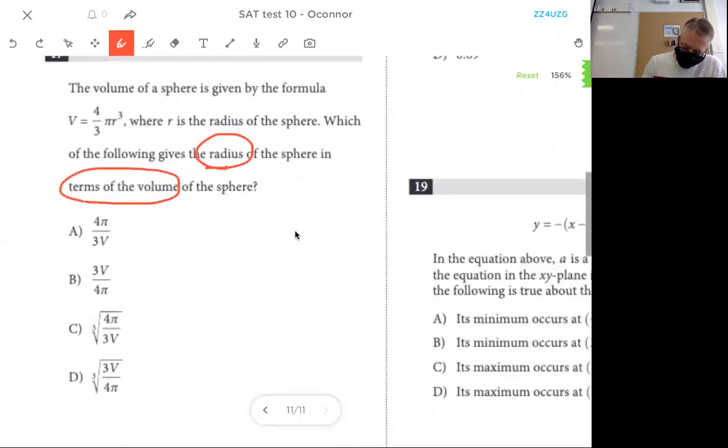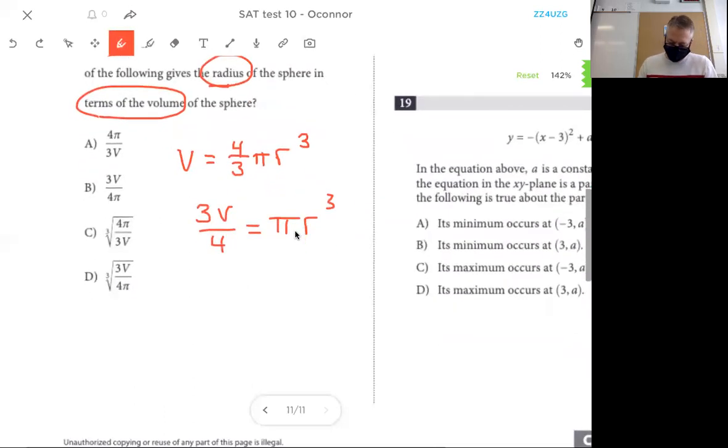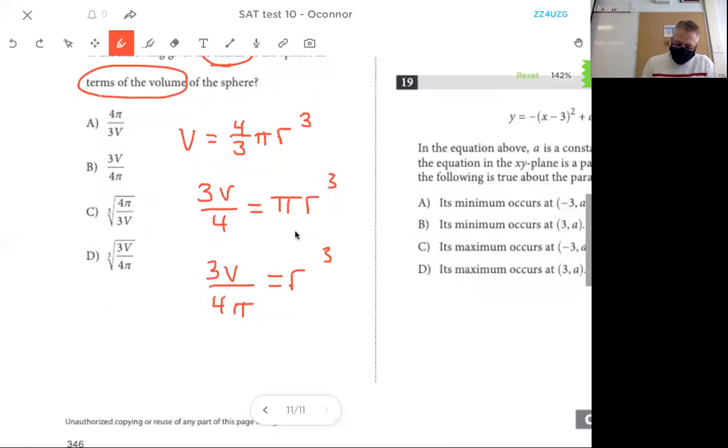Taking this equation, V equals 4/3 times pi times r cubed. Well, the first thing we want to do is we're trying to get this by itself. So I'll multiply both sides by 3/4. So that's 3V over 4 is equal to pi r cubed. Now I'll divide by pi, so I get 3V over 4 pi equals r cubed. So I'm already in my head starting to eliminate some possibilities over here. I take the cube root of both sides, and so I get the cube root of 3V over 4 pi.